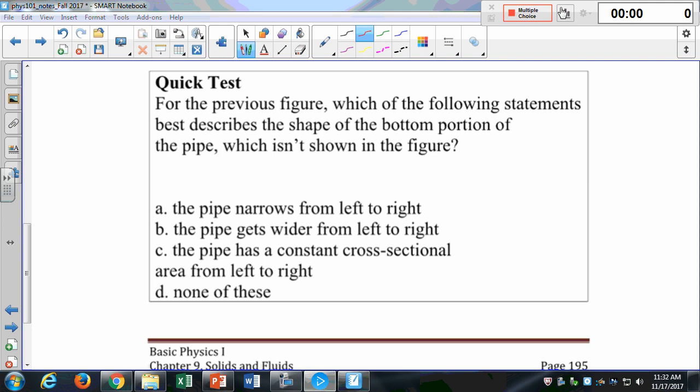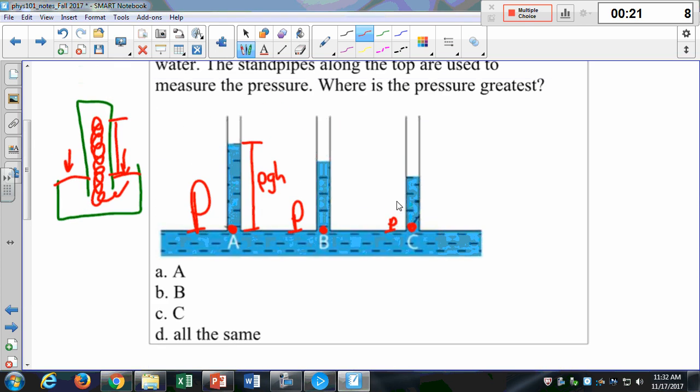Now this is interesting. Y'all think about this. I like this question. We've already stated that the pressure on the left is biggest and on the right is smaller. So what is happening to the pipe? Let me show you in color. You might not understand the question. Does the pipe narrow from left to right? That is A. It narrows from left to right.